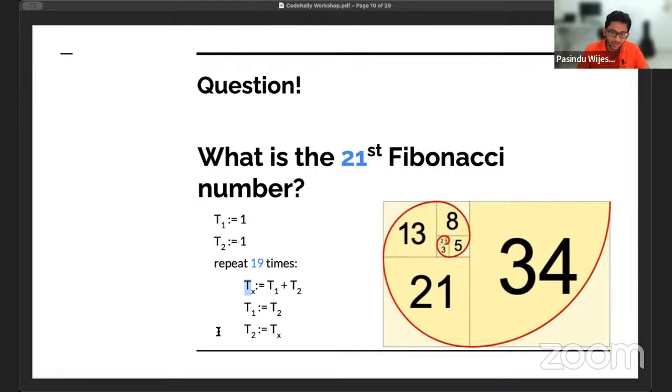So this is an algorithm that would allow us to, given an n instead of the 21st, repeat n minus 2 times in this loop. And at the end, you can output the value of T2, which is going to give you the nth Fibonacci number.